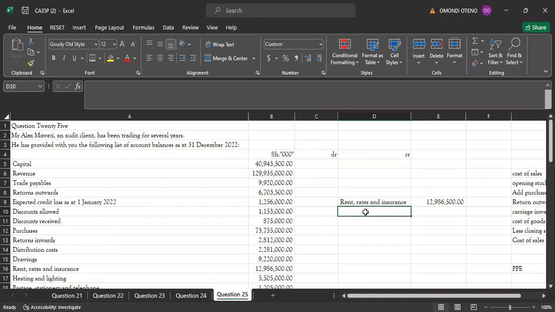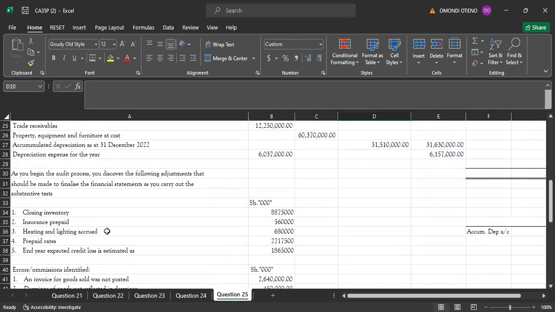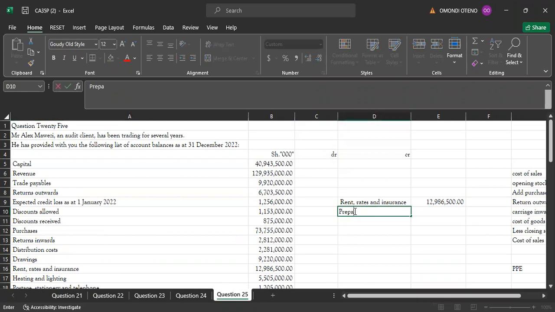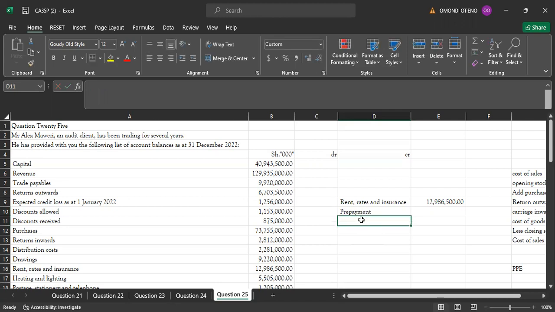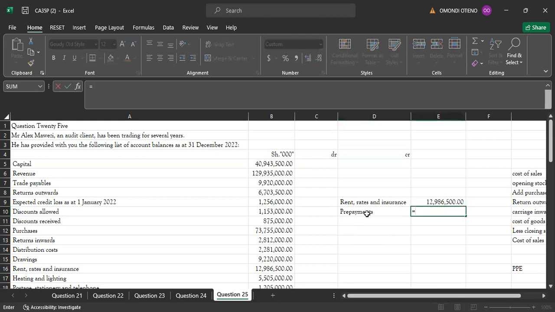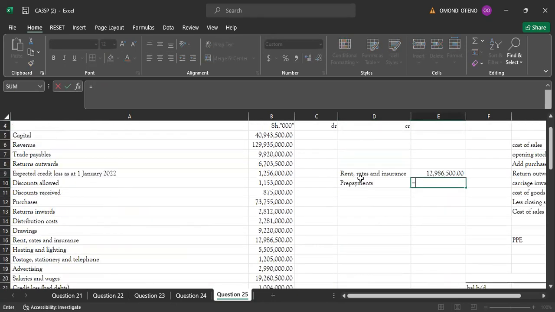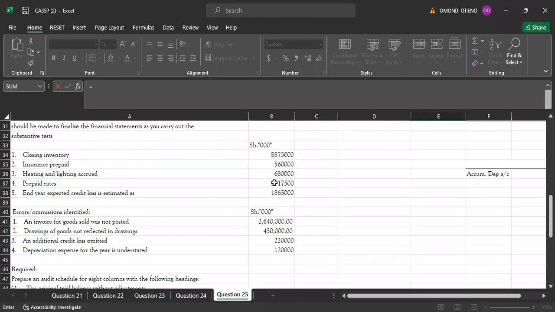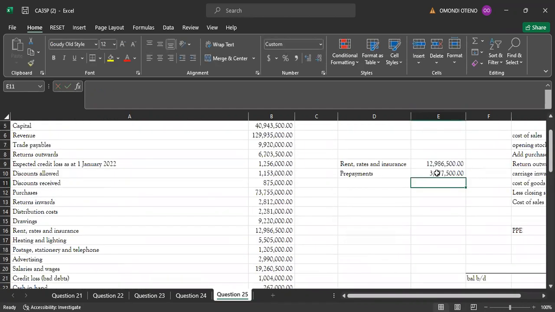So it tells us that if we have prepayment, let's see, do we have prepayment or accrual? We have insurance that was prepaid, rates that was prepaid. So we have prepayment. So the rent, rates, and insurance is this. There's this amount that was paid in advance. Because our rent and insurance has been combined together, and the two here are also separated, we just need to get the total amount. So we have the insurance prepaid and also prepaid rates. So it gives us the total prepayments.